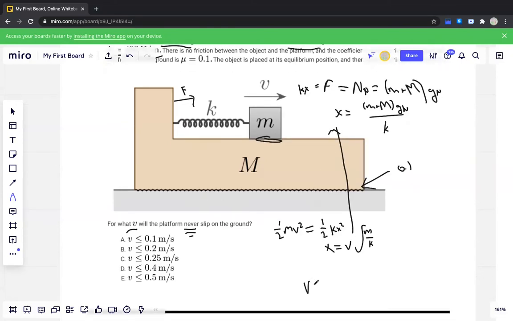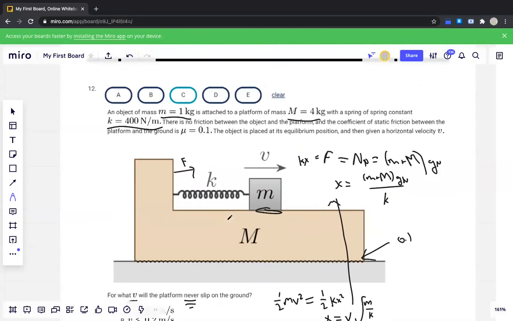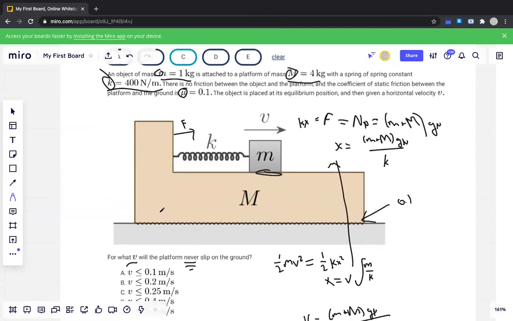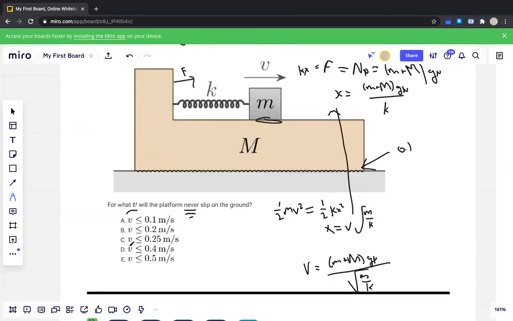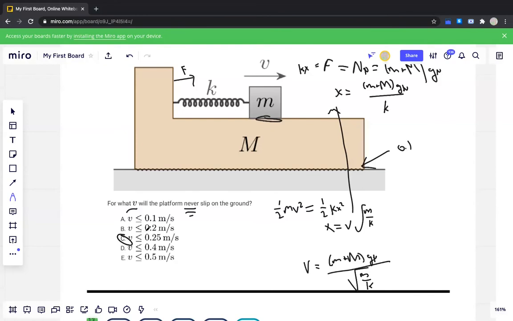So we get that v is equal to (m plus big M) times g times mu all over the square root of m divided by k. So this means that if we plug in the values of m, big M, mu, and k, and g as 10 meters per second squared, we get that the velocity must be less than or equal to 0.25 meters per second.